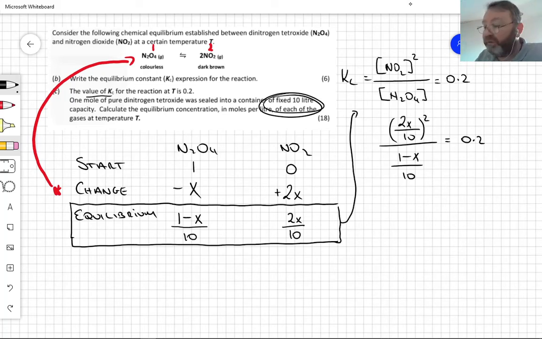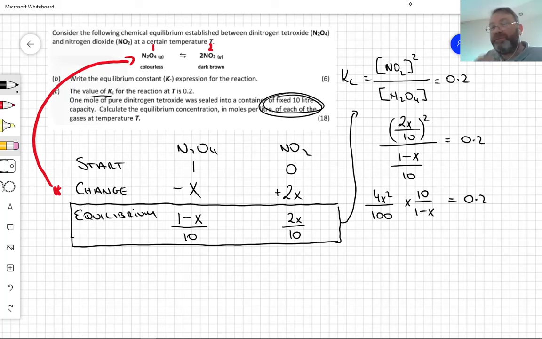Go back to junior cert. You don't divide by fractions. You multiply by their inverse. So we get, and I'm going to square out both of these top and bottom, we get 4x squared over 100 multiplied by, turn the bottom fraction upside down, 10 over 1 minus x equals 0.2.